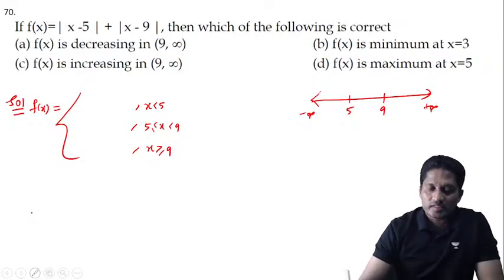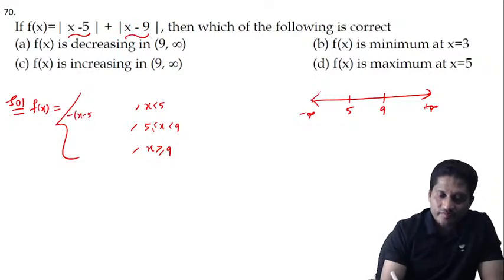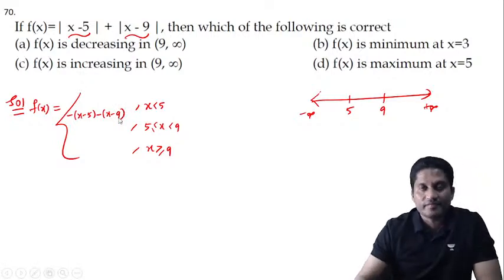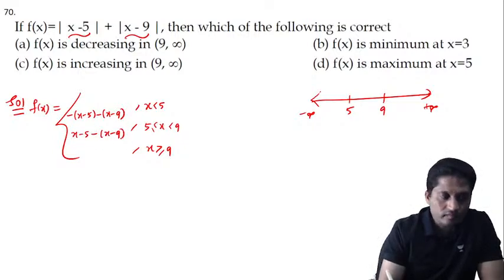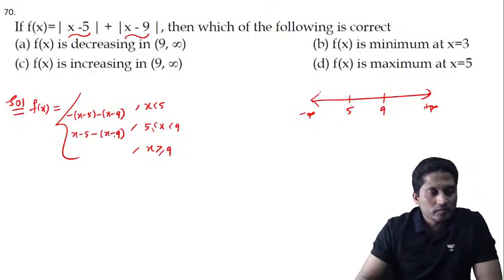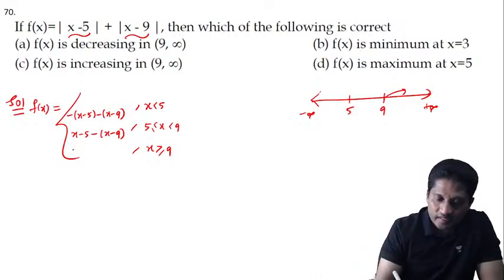Any number less than 5, this will be negative. And this is also negative. You will get minus of x minus 5, minus of x minus 9. Between 5 and 9, if I take 6, x minus 5 will be positive. X minus 9 will be negative. Now if I take more than 9, let's say if I take 10, this will be positive, even this is positive.